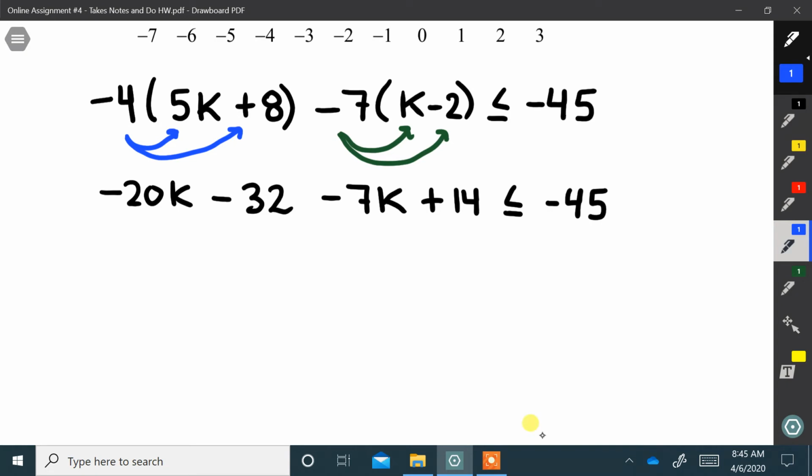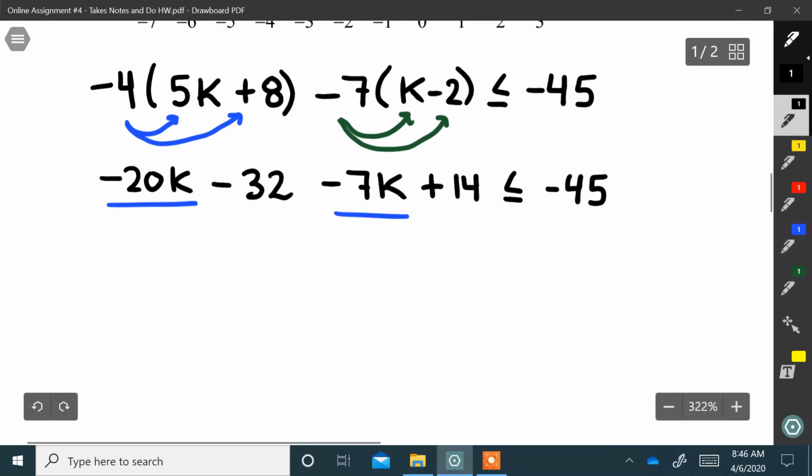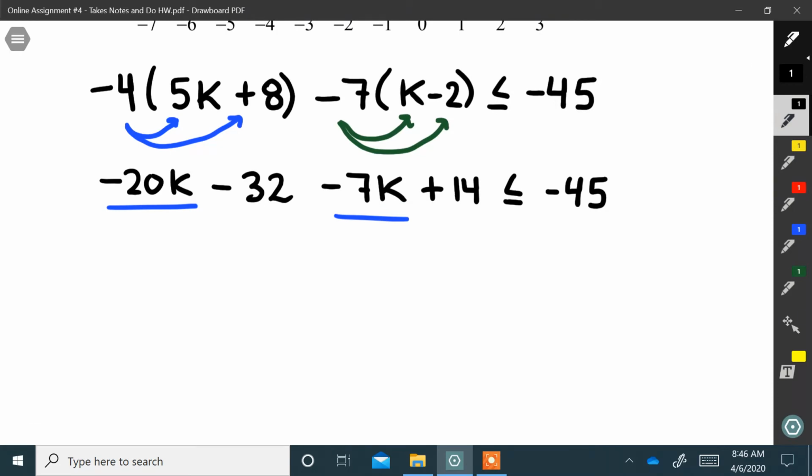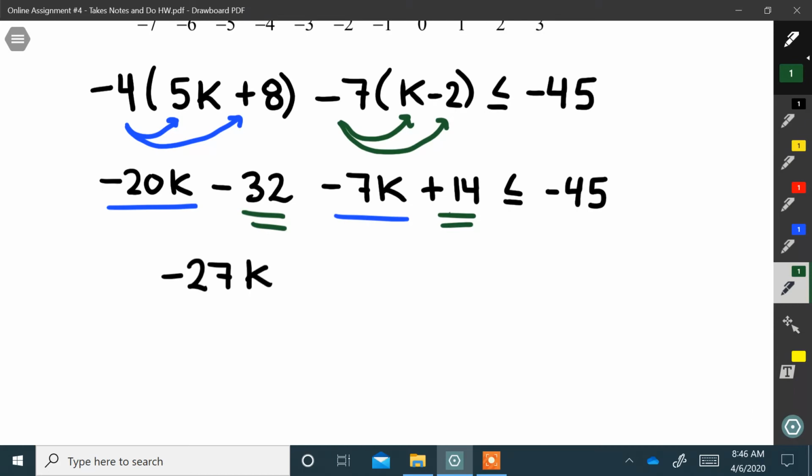So we're gonna combine like terms now. So we distributed. Now we're gonna go ahead and combine like terms. We have this negative 20k plus this negative 7k. We're gonna go ahead and combine those two together. That's gonna be negative 27k. And then we're gonna go ahead and combine this negative 32 plus this 14 there. Remember, when you have a negative and a positive, you actually subtract. Okay, but you have more negatives, so you're gonna get negative 18.